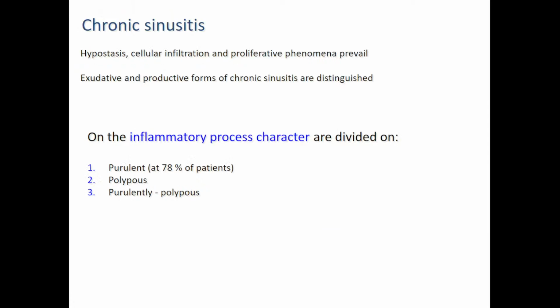In the case of chronic sinusitis, hyperplasia, cellular infiltration, and proliferative phenomena prevail. Also, exudative and productive forms of chronic sinusitis are distinguished. The inflammatory process is divided into purulent, polypose, and purulent polypose. More often, the purulent form is met.